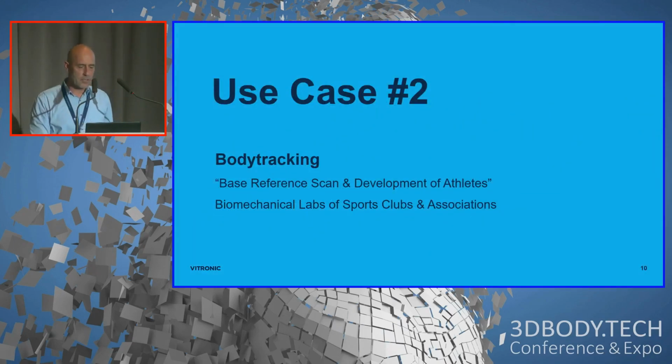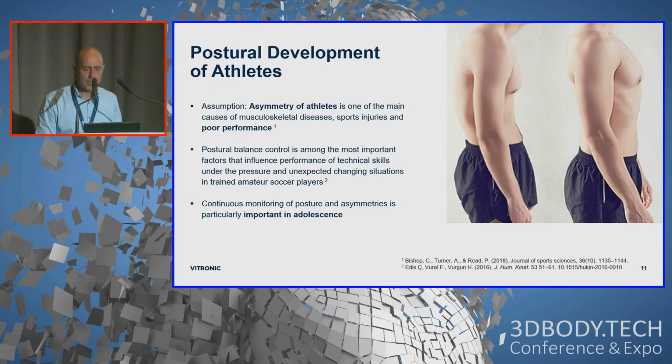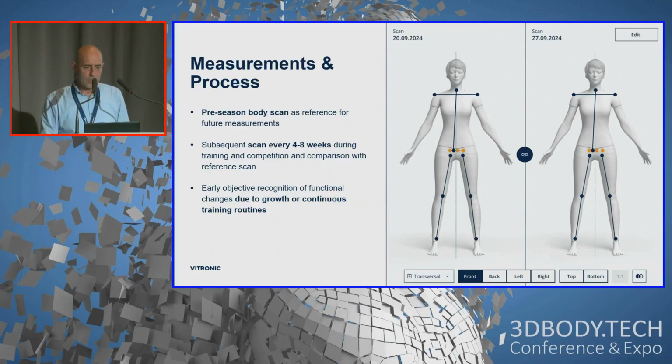Use case 2 is body tracking. Asymmetry of the athlete is one of the most common causes for musculoskeletal diseases, but also for poor performance. The process is typically done with a pre-season scan as a reference scan, and then subsequent scans every 4 to 8 weeks during training and also during competition.